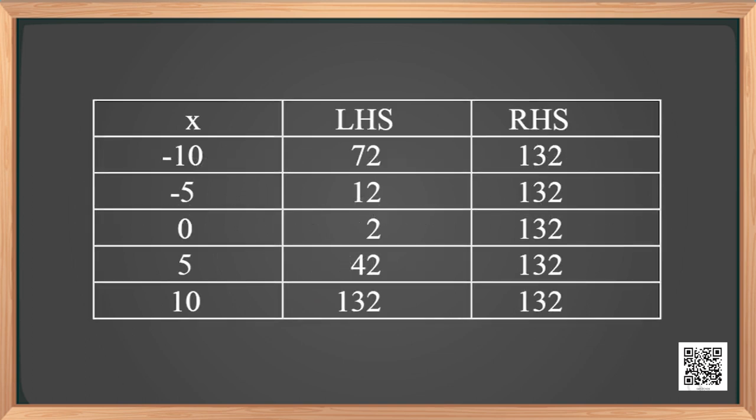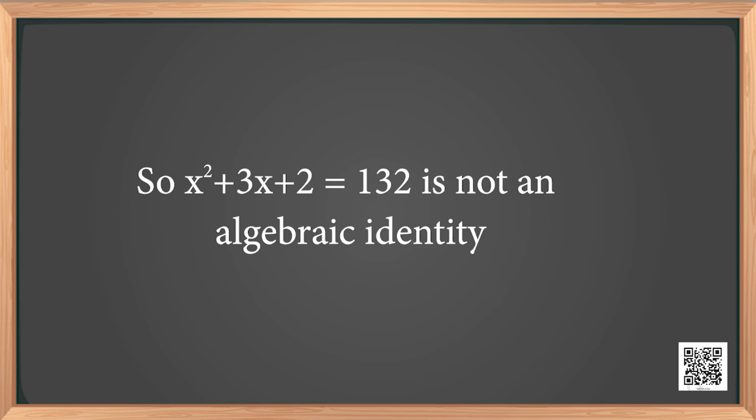If you observe the values in the above table, it is true only for x is equal to 10, but it is not true for other values of x. So, x square plus 3x plus 2 is equal to 132 is not an algebraic identity.